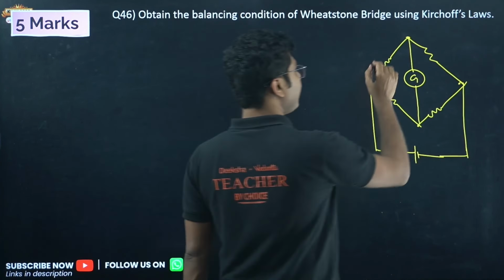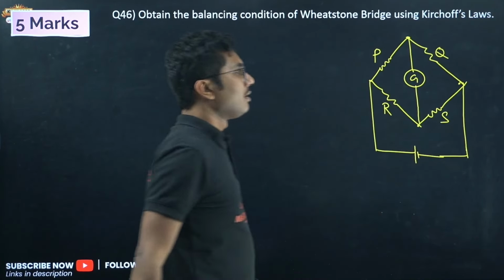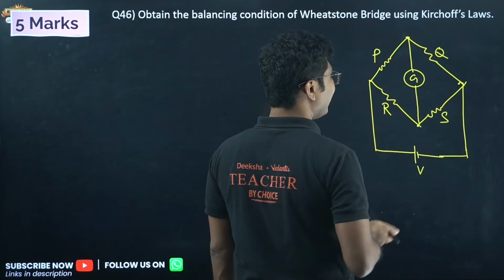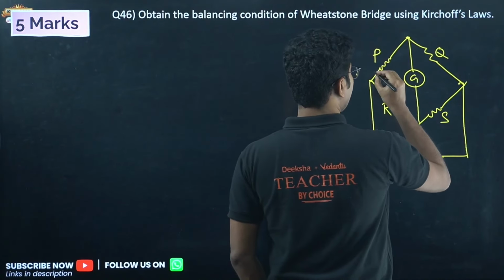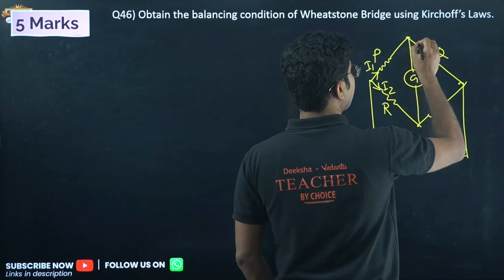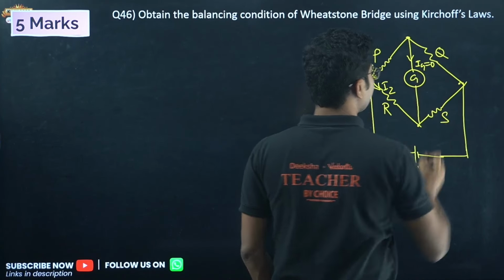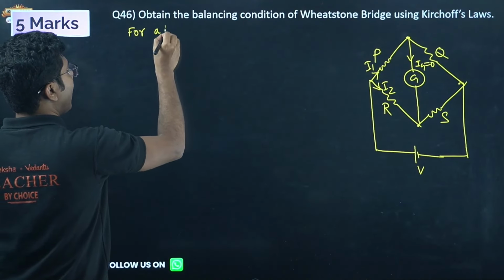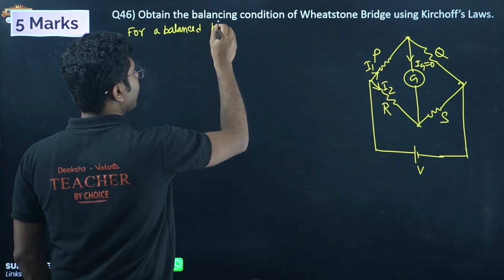So now here we have P, this one is Q, this one is R, this one is S. P, Q, R, S. This is a voltage source V, not required anyway. Now what is the condition for balance? Suppose the current through this is I1, current through this is I2, current through this is IG. Now the balanced condition is that this current should be equal to 0, for a balanced Wheatstone bridge.